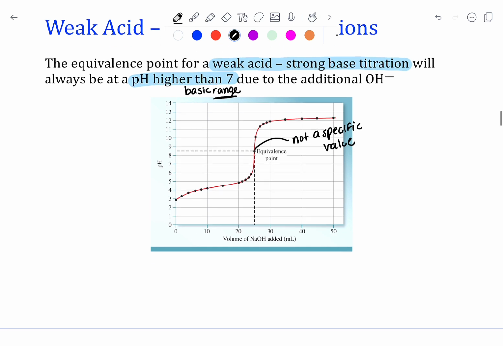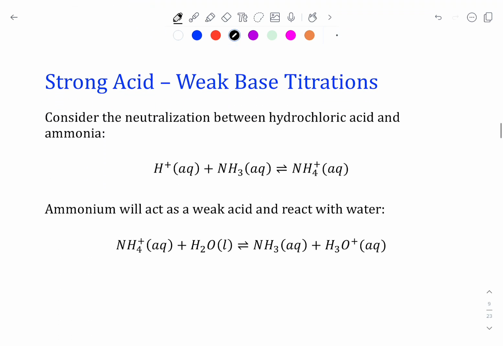The last type of titration is a strong acid, weak base titration. The justification and understanding of this type of titration is very similar to the weak acid, strong base titration we just talked about, just opposite now. So consider the neutralization between hydrochloric acid and ammonia. Again, we're not showing the Cl here because it's a strong acid, so the only thing that's participating in that reaction is the H+. The Cl is not doing anything. It is only a spectator ion in that case.